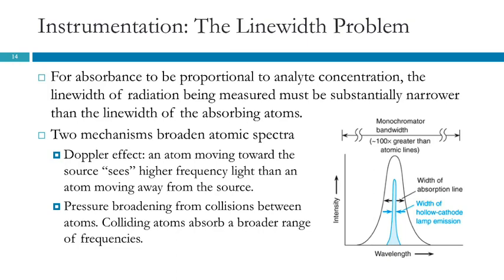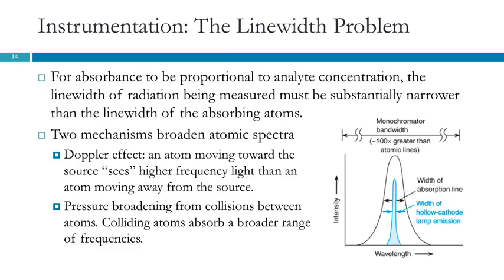The monochromator selects the bandwidth that we're looking at, but it is limited. These absorption lines are extremely narrow. They're much narrower than a monochromator filter can supply. So the monochromator bandwidth is about 100 times greater than the atomic lines. So then it becomes important that our light signal has a very narrow bandwidth or line width.